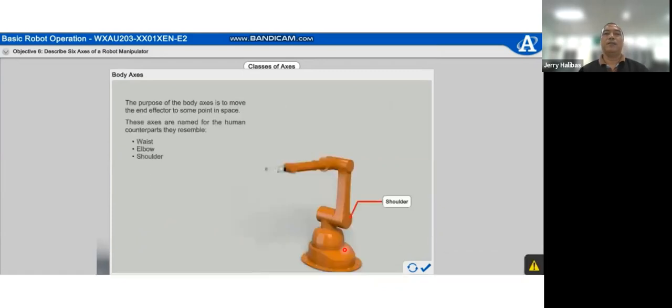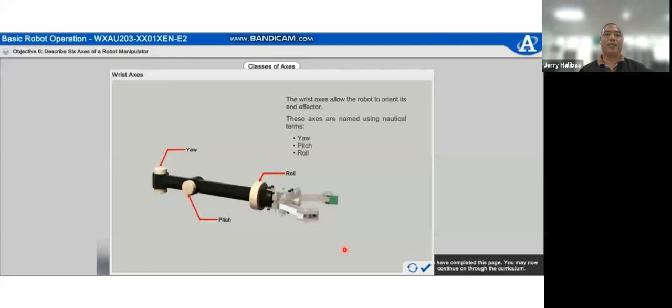Okay? So that is in terms of the classes of axes. In terms of positioning, the joints are more of the body axis joints. But the final axes are more of the end effector, if you want to pick and place or grab a certain object.